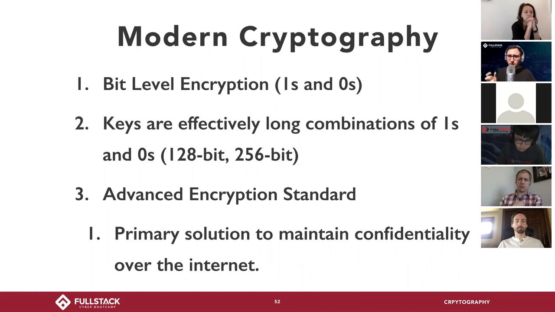And what we can do is take that random key and combine it with a particular character, and the result is some kind of encryption. And knowing that key, that combination of ones and zeros, is required to be able to decrypt it. Now, 128 ones and zeros or 256 ones and zeros might not seem like that hard to guess.